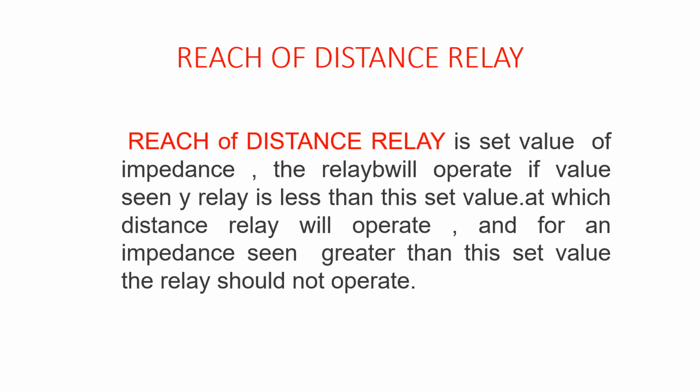Now underreach was that when the line fault was within the zone, the relay did not operate. That was underreaching. But overreaching is the reverse of that: the relay operates for out-of-zone faults. Like when the fault is in zone 2, or in the next bus bar section and the next line section, and the relay operates in the first zone. That is known as the overreaching of the distance relay.